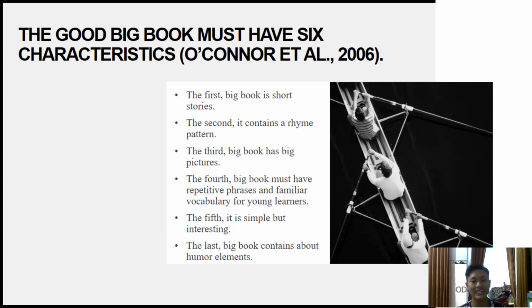And the fifth, it's simple but interesting. I think so. And the last, a big book contains humor elements, because to attract the students, we need something fun, yeah, fun like this.